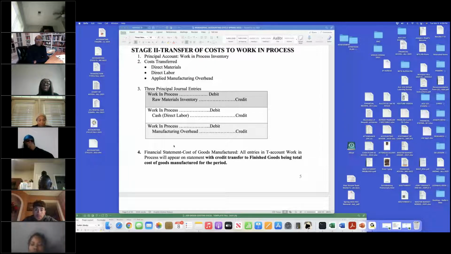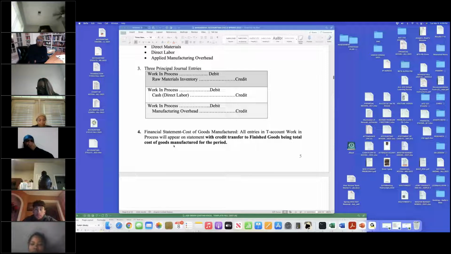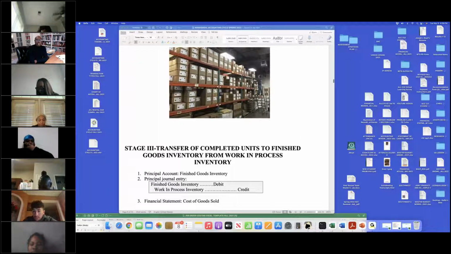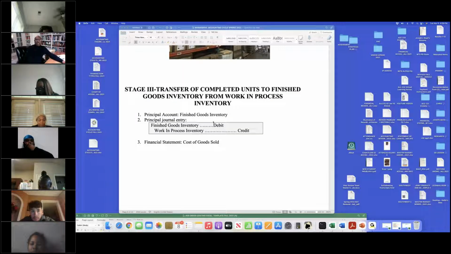Stage 3, transfer of completed units to finished goods. That's what we're trying to do. Do the work, get them in finished goods. One journal entry: we're going to debit finished goods and credit work in process. We're debiting finished goods and crediting work in process.